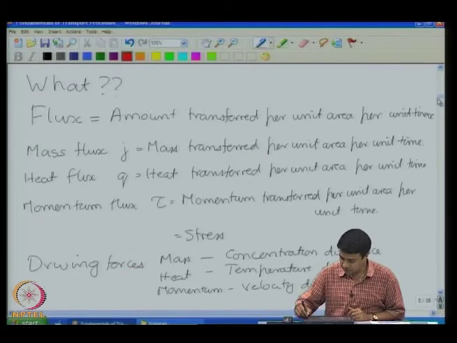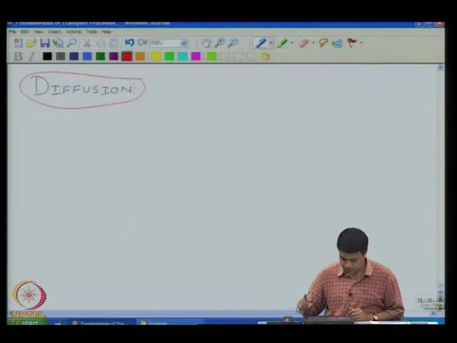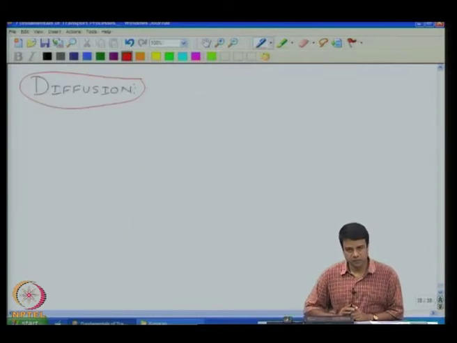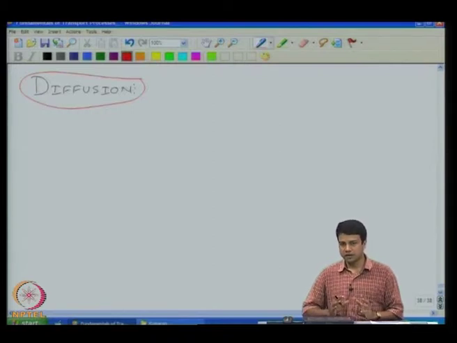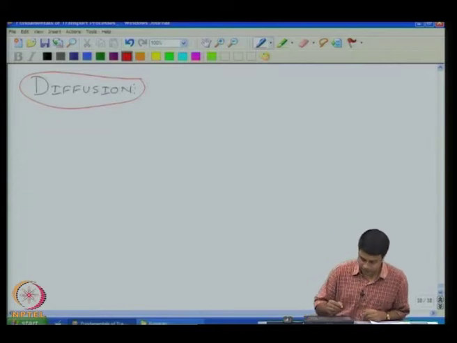So, what is diffusion? Diffusion is the transport of material due to the fluctuating motion of the molecules without any mean velocity. Convection takes place when there is a mean motion of the fluid. Diffusion takes place due to the fluctuating motion without any net mean motion in the fluid. Let us take a simple example of mass diffusion.